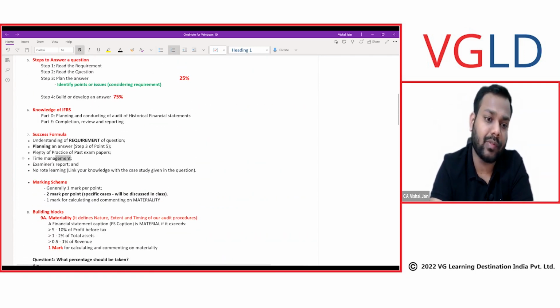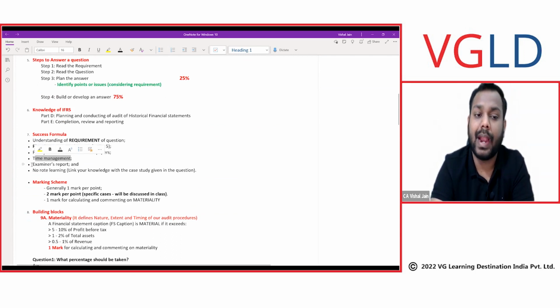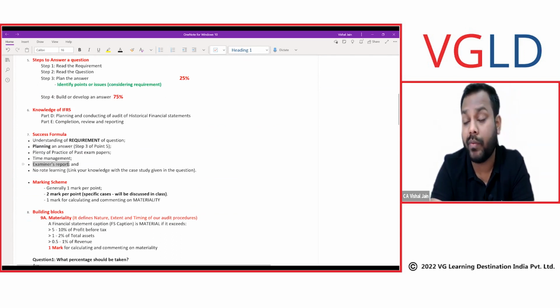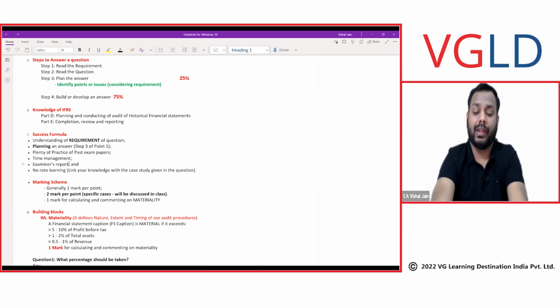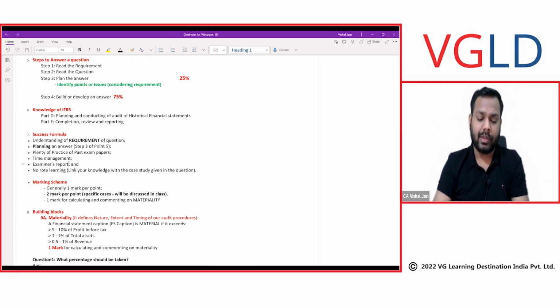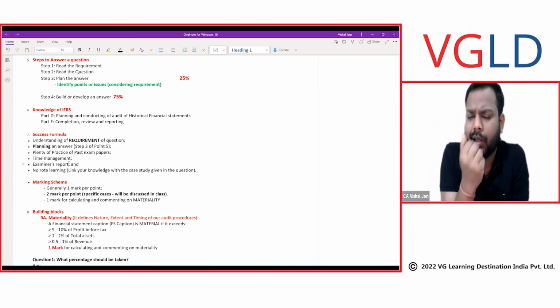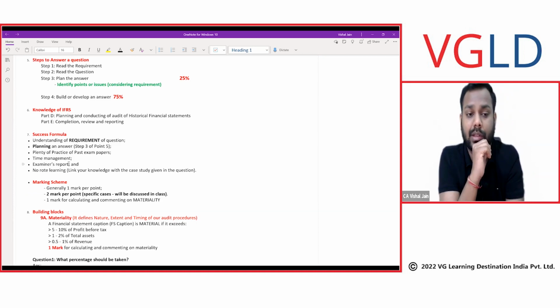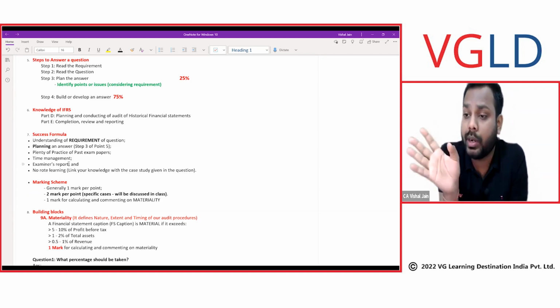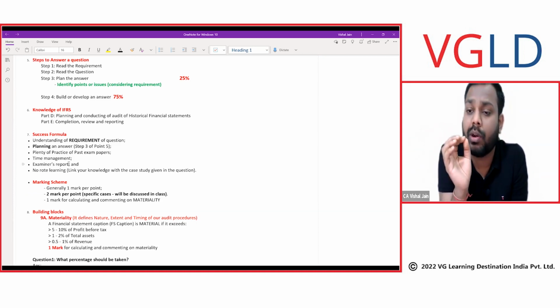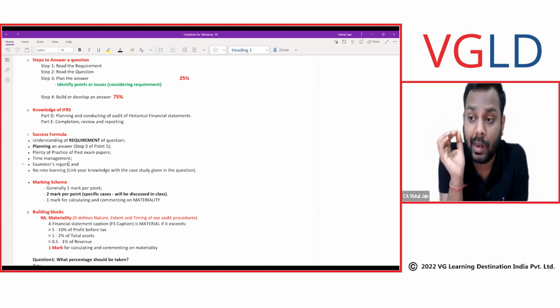Again, I have the success formula: time management is a very important key, and the examiner's report. A very important part. The reason is in the AAA paper, there are a lot of very small errors that we make, okay, which will get rectified only if we refer to the examiner's report in the class. And the last point is no rote learning required, not even a single point which you have to learn for the exam, not even a single point.